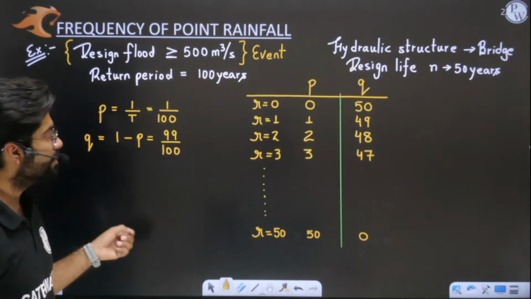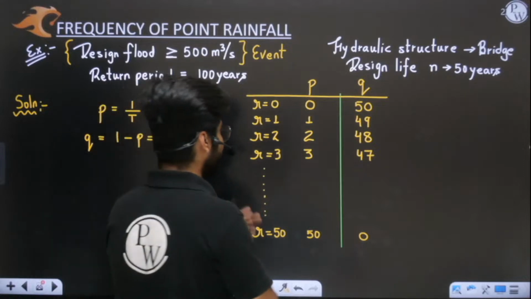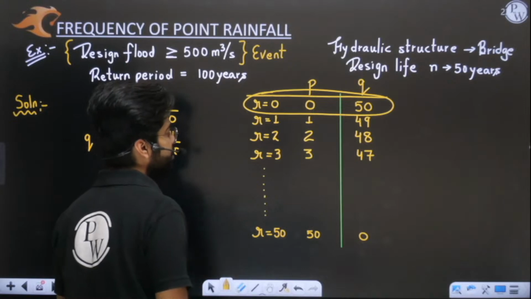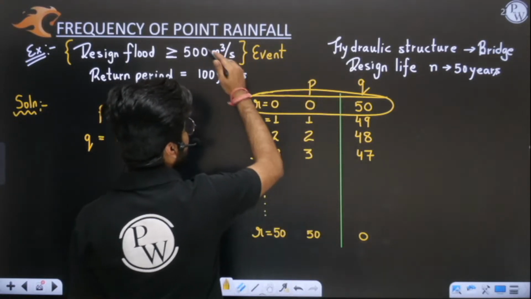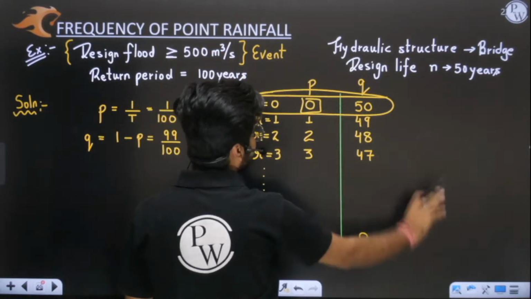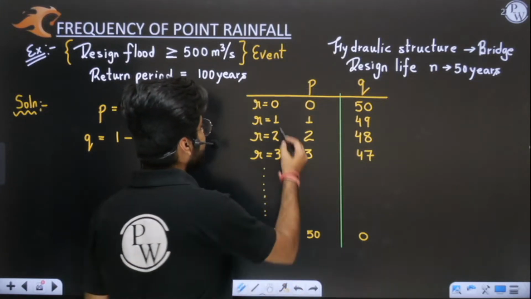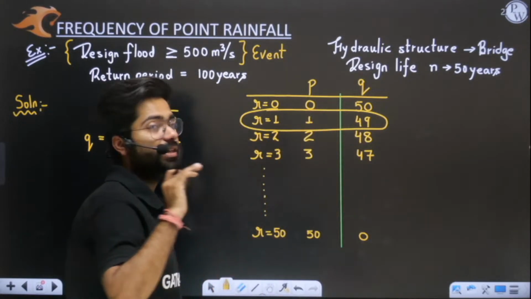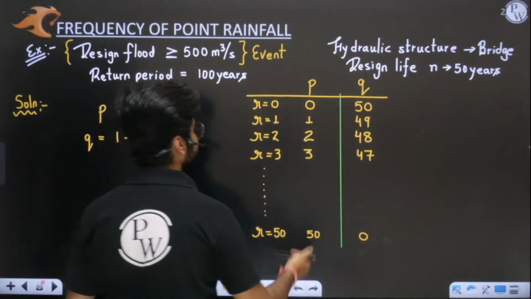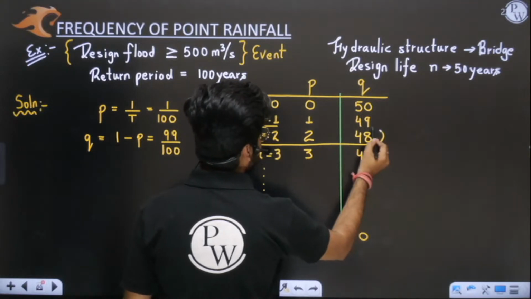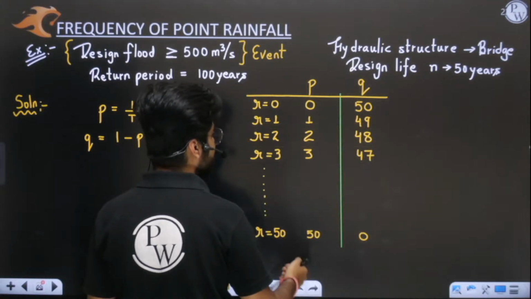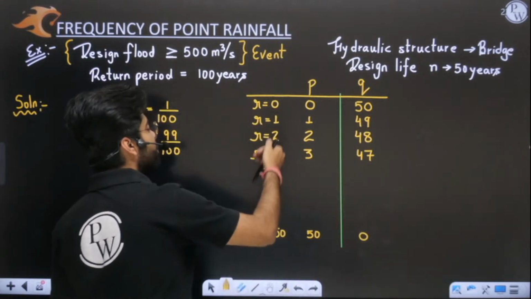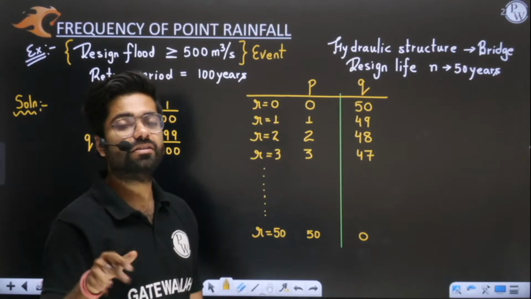So now, sir, tell me how to evaluate the probability of any single case. If I want to evaluate the probability that this kind of flood is occurring 0 times out of 50 times, what is the probability? What is the probability that such kind of flood is occurring once only in 50 years? Sir, what is the probability that this flood is occurring exactly 2 times out of 50 times? Sir, what is the probability that this flood is occurring 3 times out of 50 times? So we have different cases, and we can find any probability here.